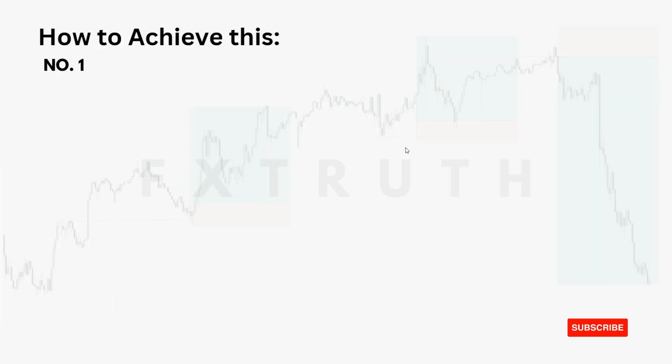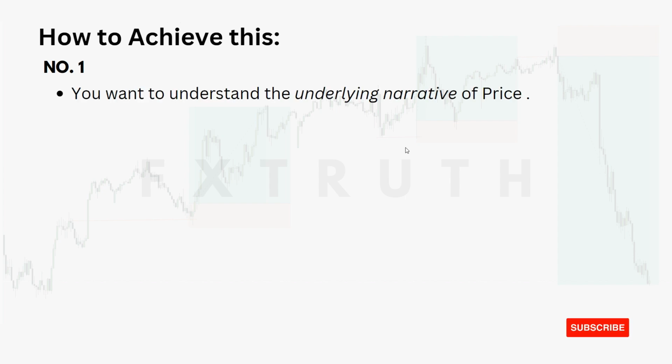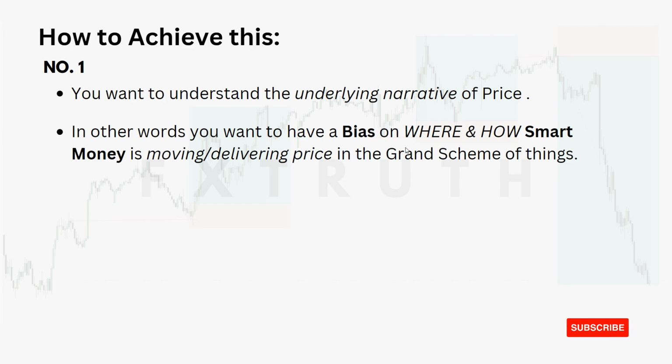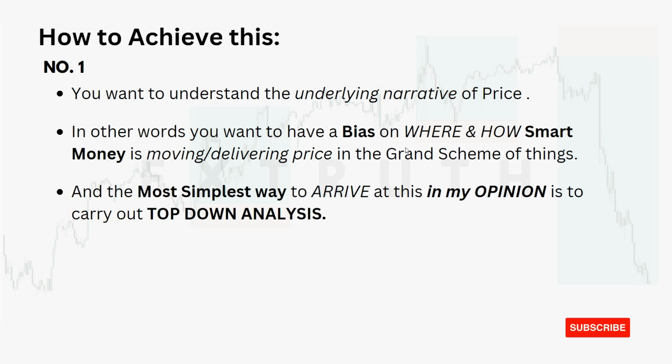So how can you achieve profitability using this particular process? The first step you want to understand is the underlying narrative of price. When we talk about that, we're simply referring to understanding the bias on where and how smart money is moving or delivering price in the grand scheme of things. In my opinion, the simplest way to arrive at that would be to carry out a top-down analysis. I've spoken a lot about top-down analysis on this channel, but in today's video, I'm going to be showing you how I conduct it using examples.